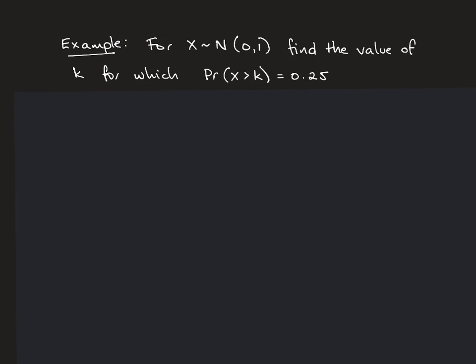So for this example here, for a random variable x which is distributed normally with a mean of 0 and a standard deviation of 1, find the value of k for which the probability that x is greater than k is equal to 0.25. So we're looking for a k value or an x value, so we're going to use our inverse normal. One of the things that's very helpful to do is to do a very quick sketch of your normal distribution and mark in what it is that you're trying to find. So there's your k value there. We want k to have the area above it equal to 0.25.